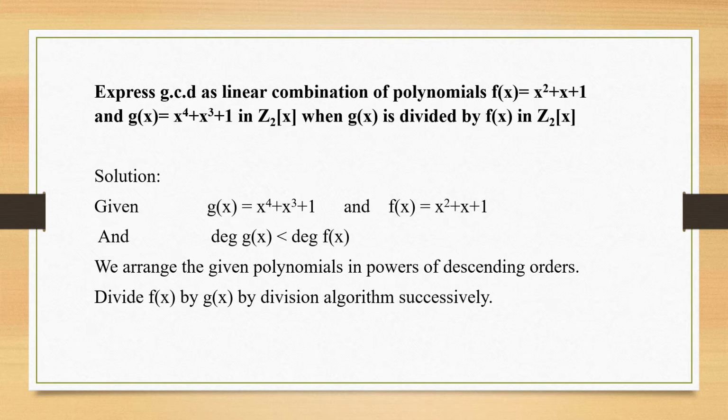Under Z2 they are given. What do you mean by Z2? Z2 in the sense you have a field which is a set containing 0 and 1, right? Because there are only two elements, 0 and 1. So if a polynomial belongs to that set, it means that the coefficients will be either 0 or 1. Nothing more than that, right? So this is how a polynomial will belong to that particular field.